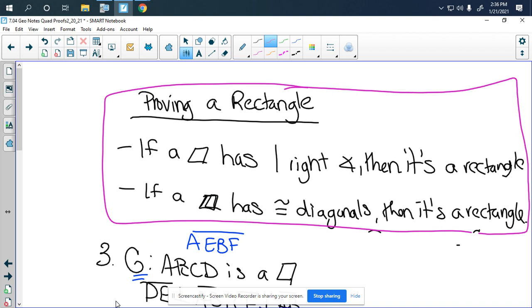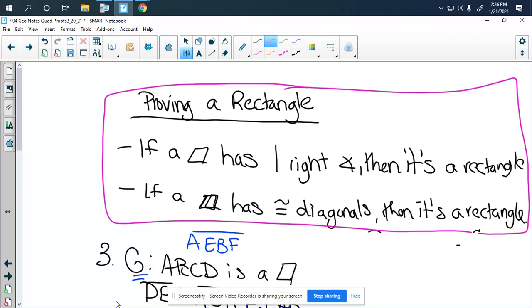So now we're going to talk about trying to prove a rectangle, rhombus, or square. To do that is a little bit harder. You have to remember some more of the properties to do that. So I'm going to go over what the most common ones to do are first, and then we're going to try one of each of these proofs.